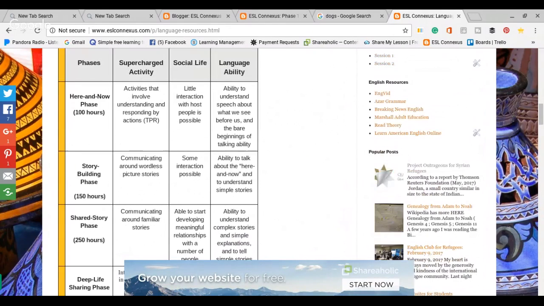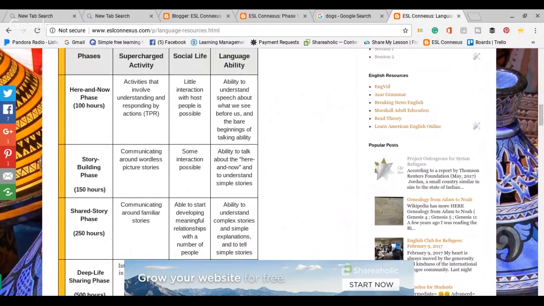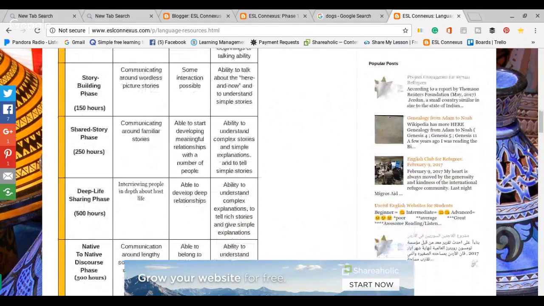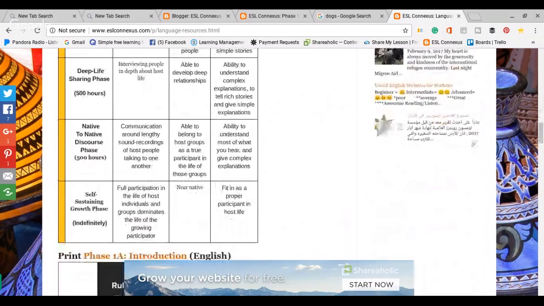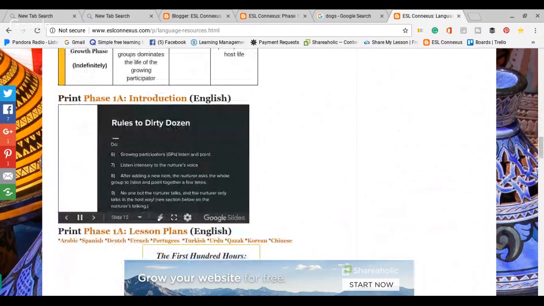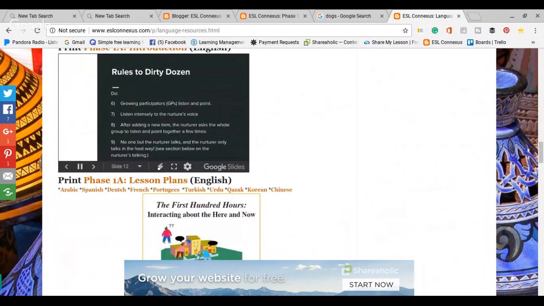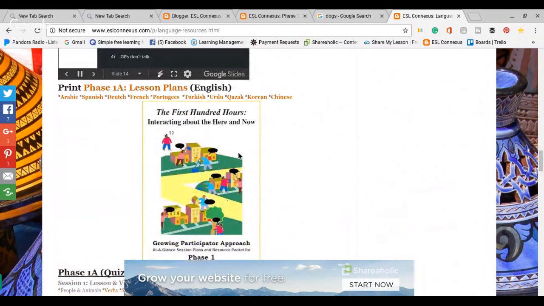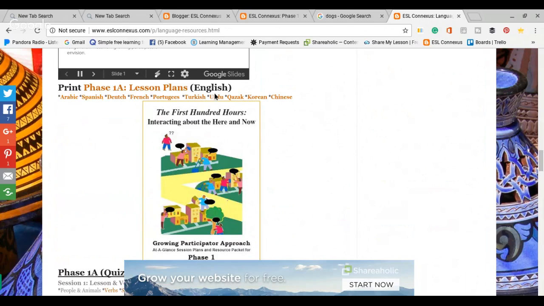But this particular program has 6 phases. And the idea behind it is to learn in a natural way, just like a child would learn a language. So you can see a brief summary of each of the phases. There's a little introduction to using the growing participator approach. And then I've got links to all of the different lessons in different languages here. So phase 1A, which is 15 lessons, it's the here and now phase, is in all of these different languages.